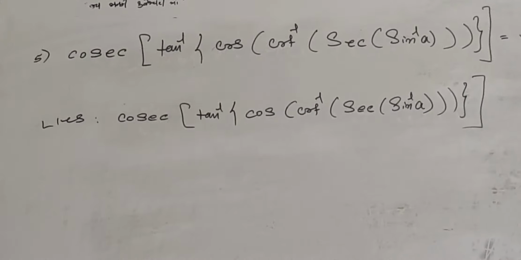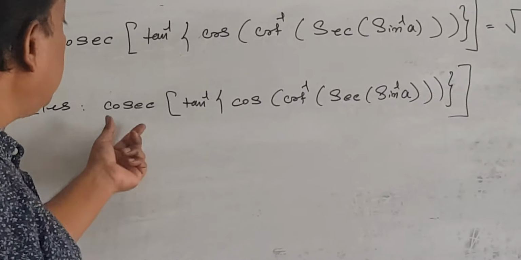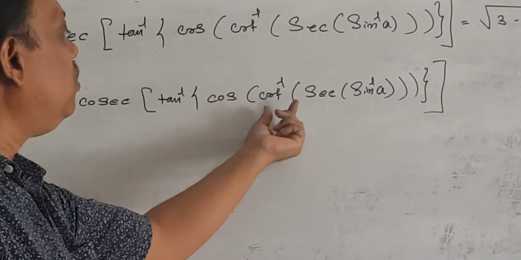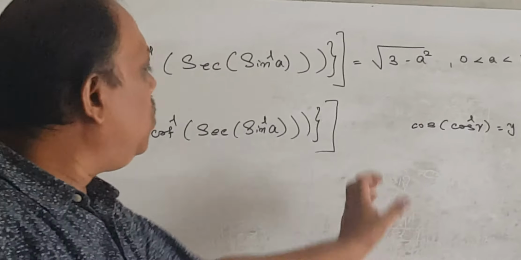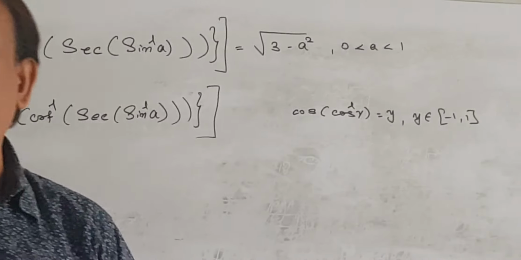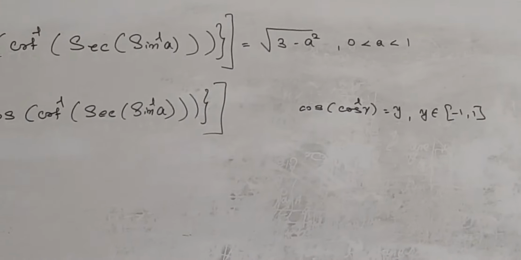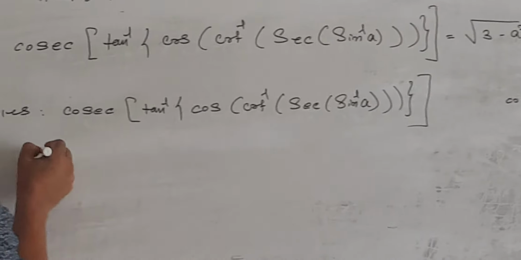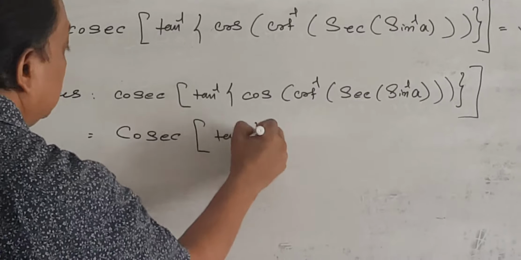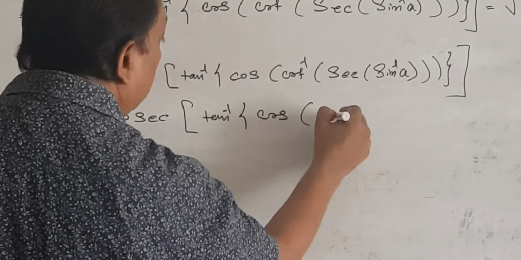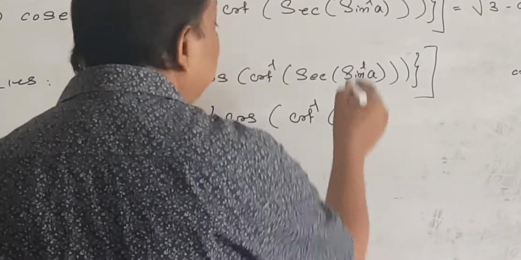Now see the fifth sum. It's a little bit similar to the fourth, but a little bit lengthy here. Cosec of tan inverse of cos of cot inverse of sec of sine inverse a. We have to prove root of 3 minus a square. We use the same principle: cos of cos inverse y is always y if y belongs to the closed interval minus 1 to 1. So here we use the same kind of logic. See, cosec, tan inverse, cos, cot inverse, sec, sine inverse a is given.